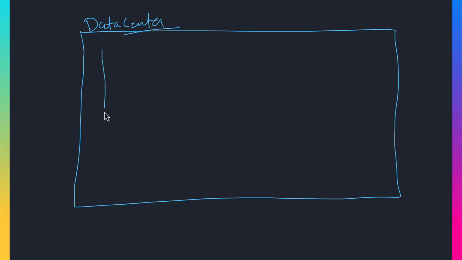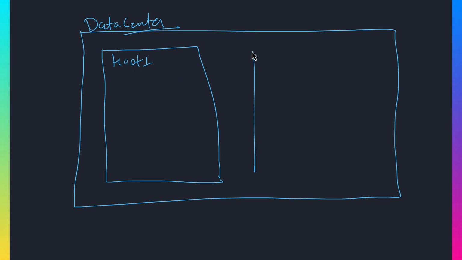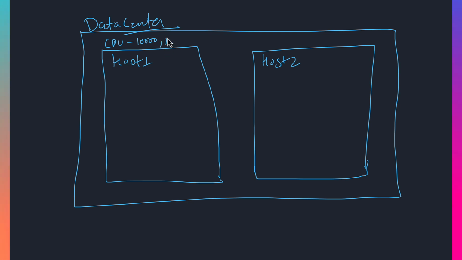This data center will hold certain hosts. For this particular example, I'm only going to take host 1 and host 2. Now each host will have certain specifications or metrics associated with it. So this is host 1 and host 2. Maybe this has a CPU capacity of 10,000 MIPS. It has a RAM capacity of, let's say, up to 8 GB. It has some bandwidth capacity of, let's say, 10,000 megabits per second. You can also say the storage capacity here is, let's say, 100 terabytes each. So both of these hosts are going to have a similar kind of setup.